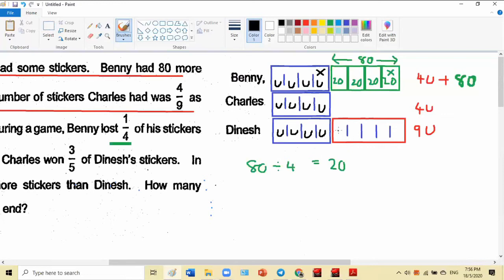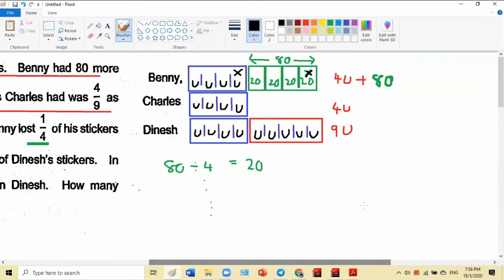Agree or not? Are you following? That means he's going to lose 1/4 of the green one and 1/4 of the blue one. That's all, 1/4 of everything that he had. If he lost 1/4 of this, that means I've got to minus 1 unit. I'm doing it very slowly. Minus 20.